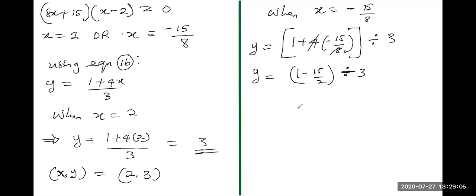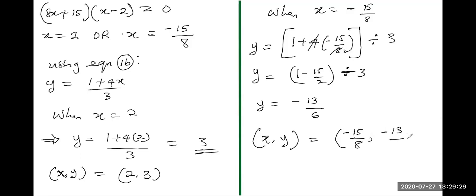Okay? Any question? And when you finish up, you're going to have your answer to be y equals minus 13 over 6 as the final answer. So presenting as a pair of points, x comma y, we're going to have x is minus 15 over 8, comma y is minus 13 over 6. All right, so these are the two answers for y also.